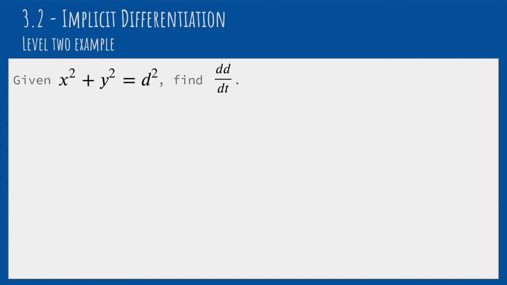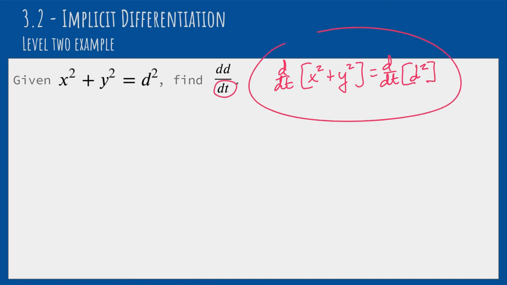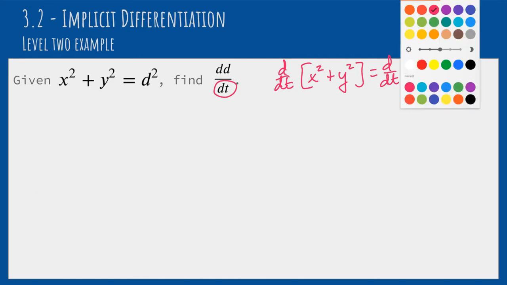So the way we're going to do this is no different than what we did before. We identify what we want to take the derivative with respect to, which is t here, and we take the derivative of both sides with respect to t. So mentally, I'm thinking the derivative with respect to t of the left side is equal to the derivative with respect to t of the right side. Now, this is something that I'm just thinking in my head here. You don't have to write it out.